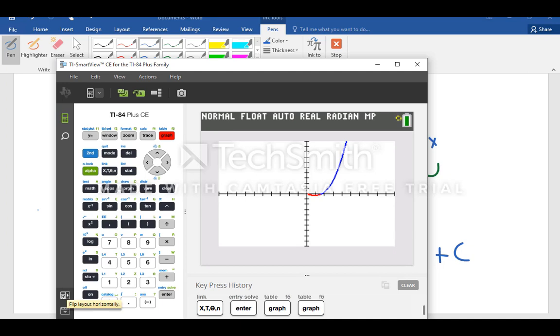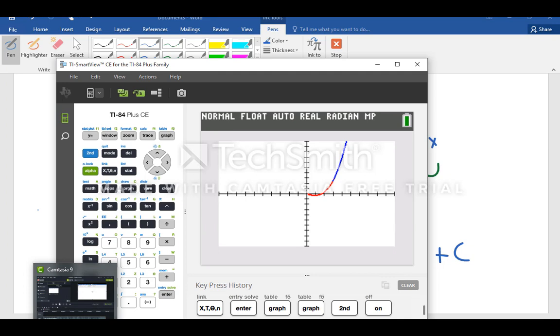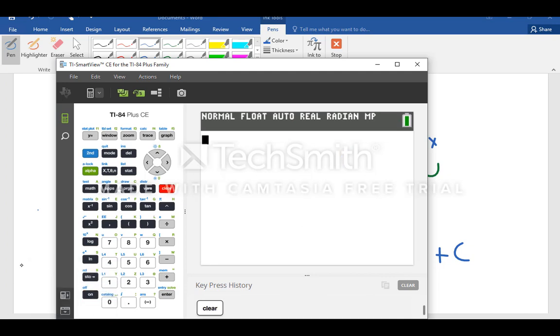Well, that was my version. Sorry, the blue one graphed really quick, and then the red one's the calculator's version. And look how slow that's going. I don't really want to wait for that, so I'm going to do second off, second on, and stop that. Let me clear, and then I'm going to do second graph and go to the table.